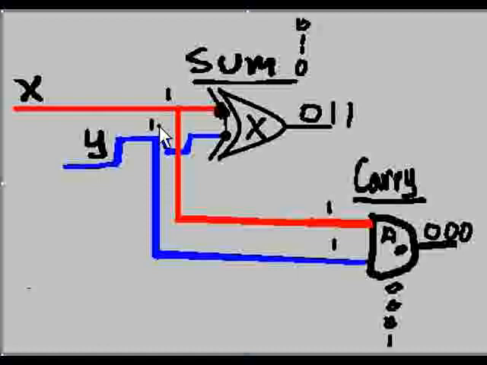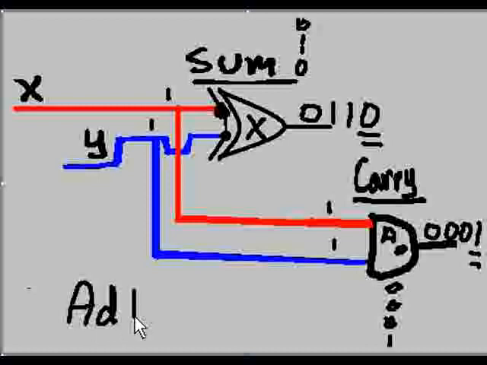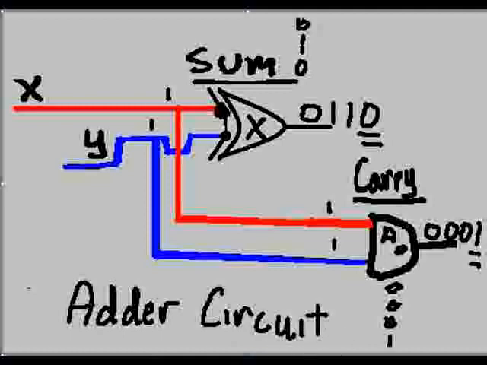1 plus 1 is 2. How do you write 2 in binary? 0 with a carry of 1. And there you go. It all makes sense. By connecting up the XOR to the AND gate, you can build an adder circuit. What do you know?